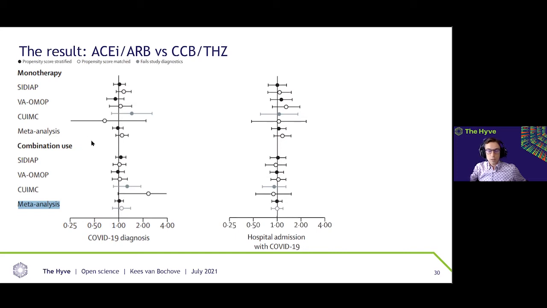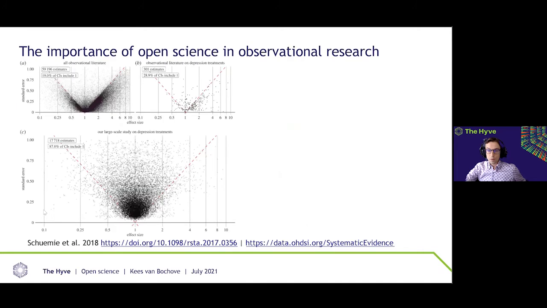Neither in monotherapy nor in combination use, because the important point is to compare between ACE inhibitors and angiotensin receptor blockers versus other classes. So if you take a combination of those drugs, you can still include these people in the comparison. Gives us a little bit more data, so some tighter intervals, but in the end provides the same picture. Okay, so that was the result of this paper.